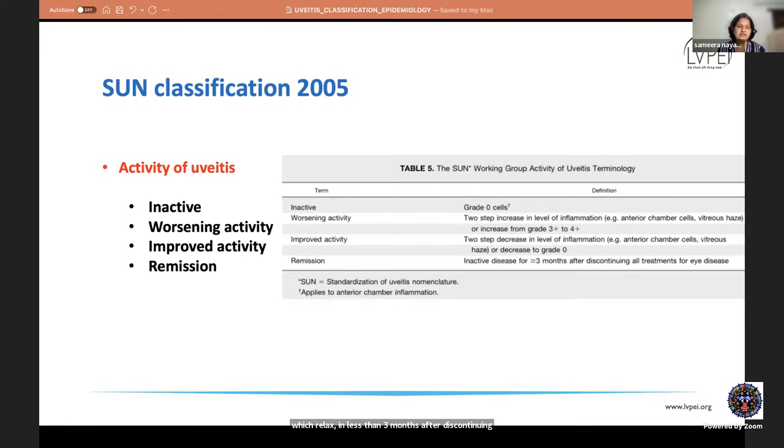Activity of uveitis can be classified as inactive, worsening, improved, or remission. Inactive meaning there is grade 0 cells in AC or vitreous. Worsening meaning there is a 2-step increase in level of inflammation. Improved activity meaning there is a 2-step decline in level of inflammation. Remission meaning inactive disease for more than 3 months after discontinuing all treatments for eye disease.